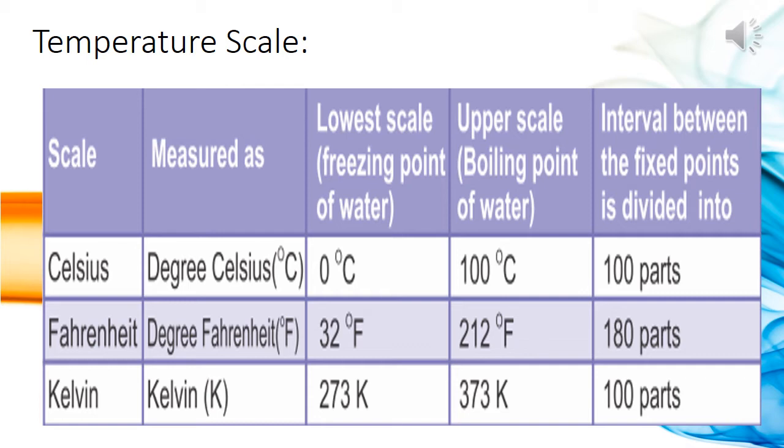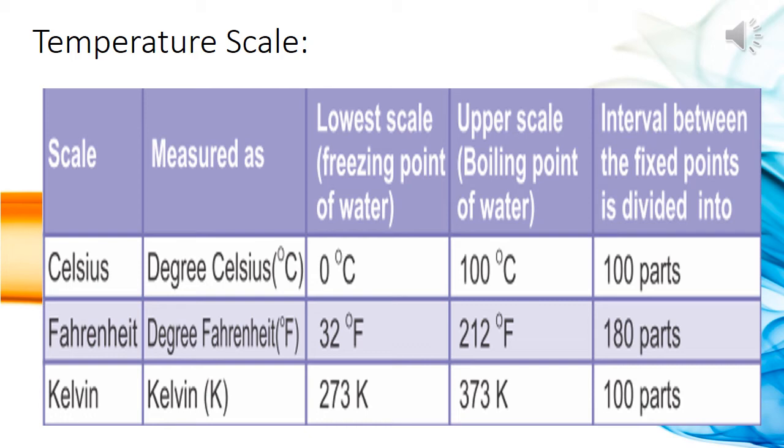It was invented by the Swedish astronomer Anders Celsius in 1742. It is denoted by degree Celsius. The melting point of pure ice is taken as 0 degree Celsius, so the lowest scale is 0 degree Celsius, and the boiling point of pure water is 100 degree Celsius, so the upper scale is 100 degrees Celsius. The Celsius thermometer has 100 equal parts, that means the difference between the 2 extreme points is 100 degrees.